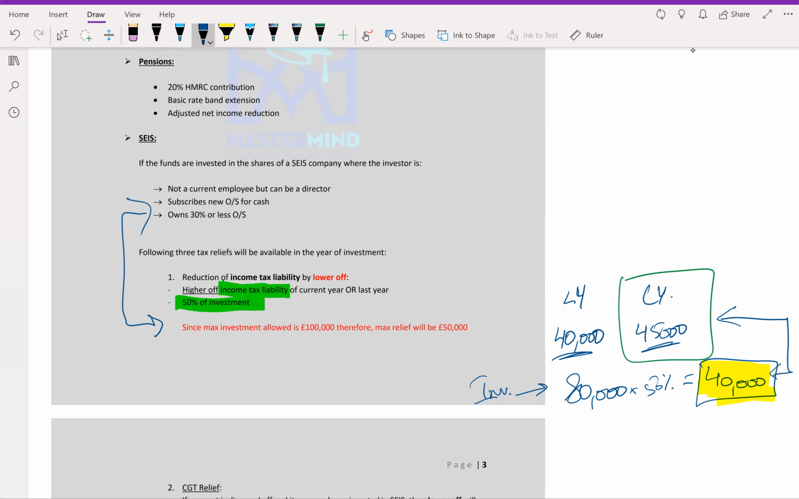30%, remember, owns 30% or less. So yes, it will be the lower of 100,000 and 30% of the entire investment scheme. And again, remember one thing: 30% is based on the number of shares, not on the value of investment. Essentially, it's based on the number of shares.